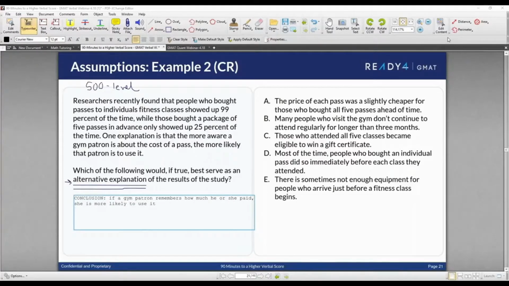That's 1.5 minutes. You have a minute left. You got 15 seconds.